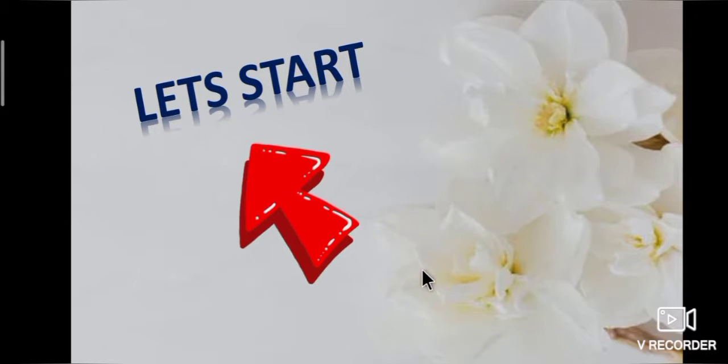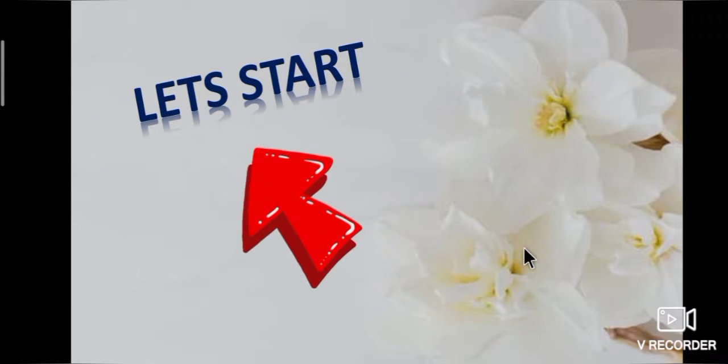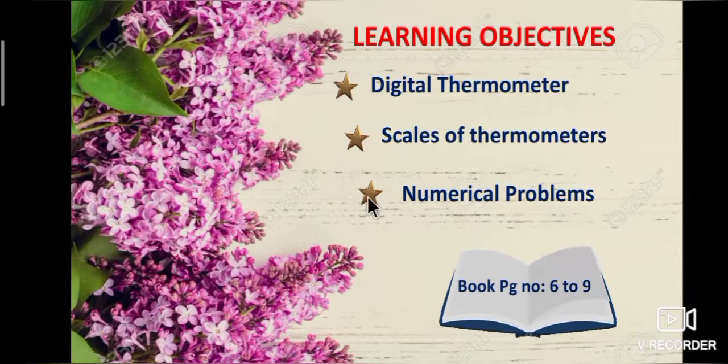Okay students, let's start the lesson. Today we are going to learn about digital thermometer, scales of thermometers and numerical problems. These topics are covered in the book, page number 6 to 9.